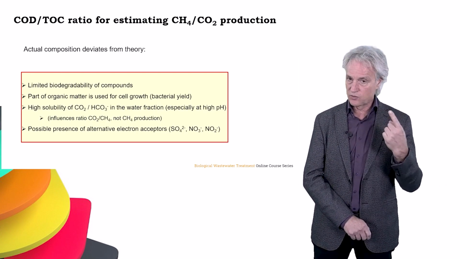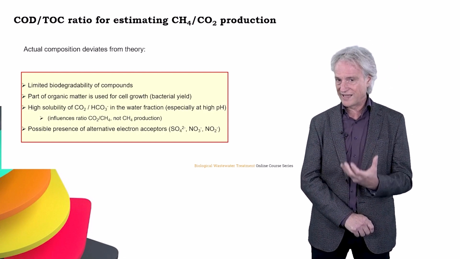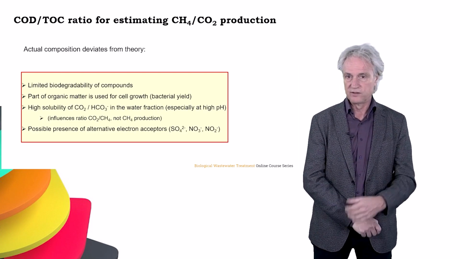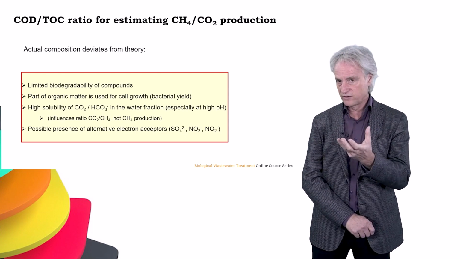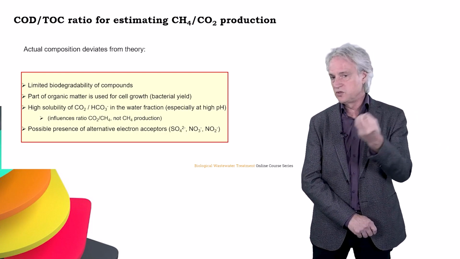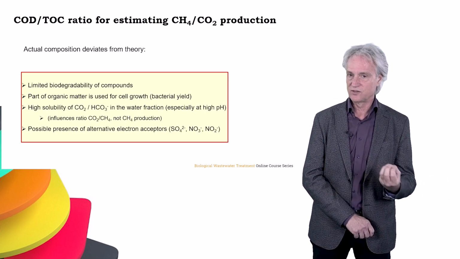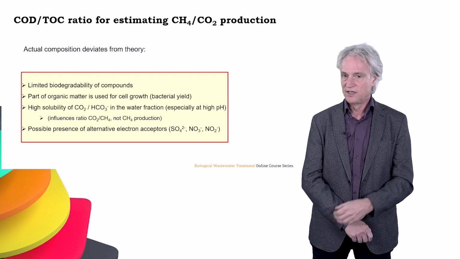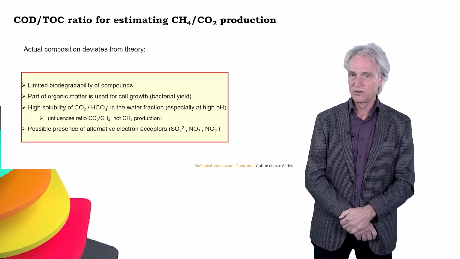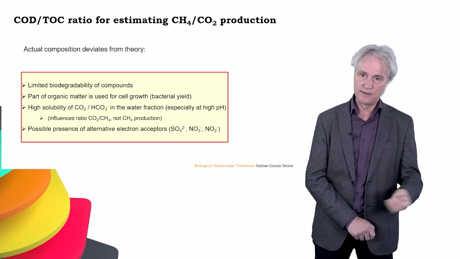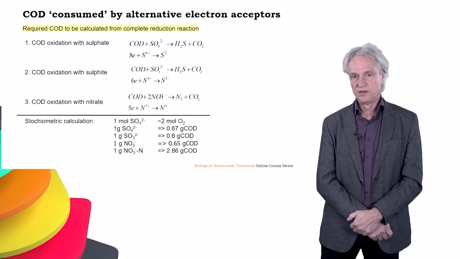Now, there's another very important factor, and that is the possible presence of alternative electron acceptors under anaerobic conditions: sulfate, nitrate, nitrite. If these compounds are present, electrons will be used to reduce these compounds. Sulfate to sulfide, nitrate to nitrogen gas, and nitrite also to nitrogen gas. These electrons will not go to the carbon. So, if these compounds are present, we'll produce less methane.